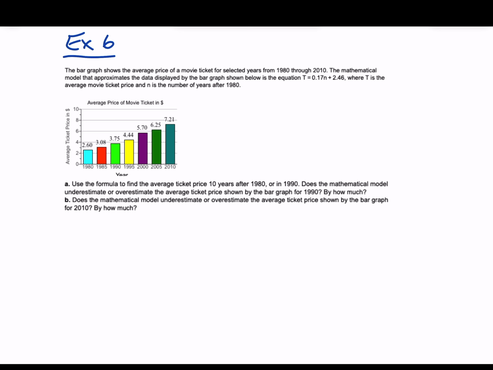In this problem, we want to use the formula to find the average ticket price 10 years after 1980, or in 1990. And we want to find out if the mathematical model underestimates or overestimates the average ticket price shown by the bar graph for 1990, and if so, by how much. For part A, the first thing we want to do is use the 10 that we see here and plug that in for which variable. Well, it's 10 years after, so n is equal to 10.